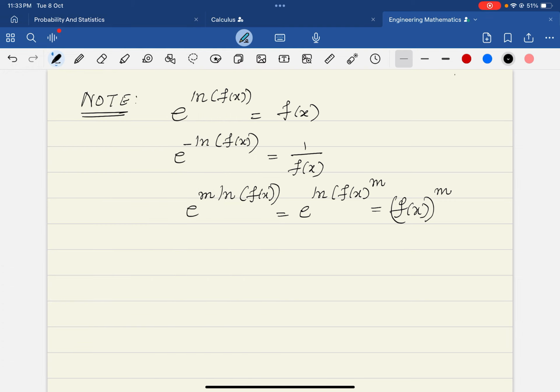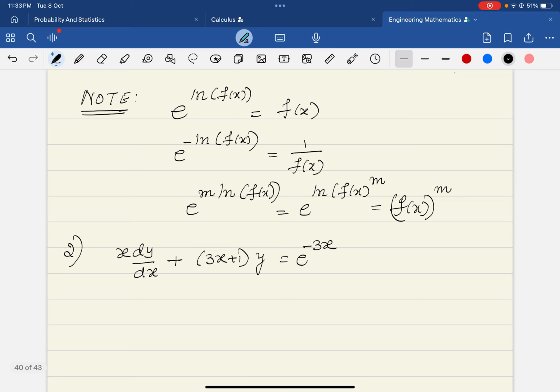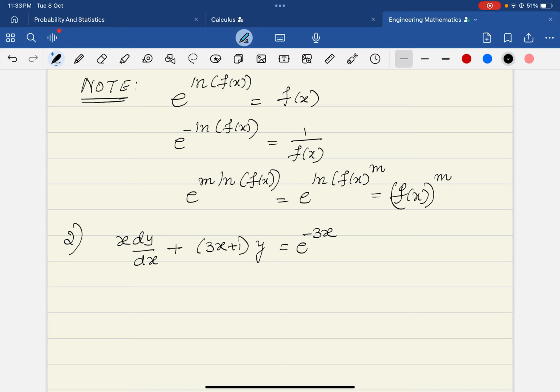And now I am going to do the problem. The second problem is x dy by dx plus (3x plus 1) y is equal to e raised to minus 3x. This is the question. So now, what is the standard form? You have to always compare with the standard form. The standard form is dy by dx plus p of x into y is equal to q of x. Is it in the proper standard form? No, right? Because dy by dx is always alone. So now, divide the equation by what? By x, the whole equation.